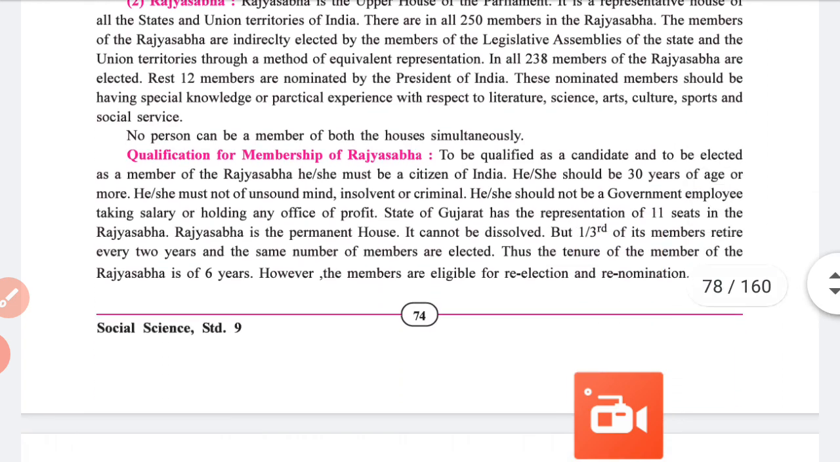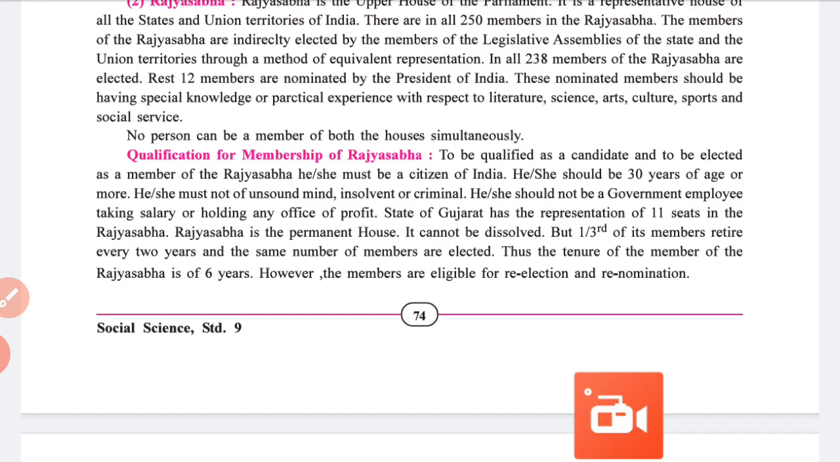Then the required qualification for membership: to be qualified as a candidate and to be elected, a member must be a citizen of India, same as Lok Sabha. Age 30 years or more. See students, I compare here Lok Sabha and Rajya Sabha. This point is same in both. He or she must be a citizen. Age 25 years or more in Lok Sabha, 30 years or more in Rajya Sabha.